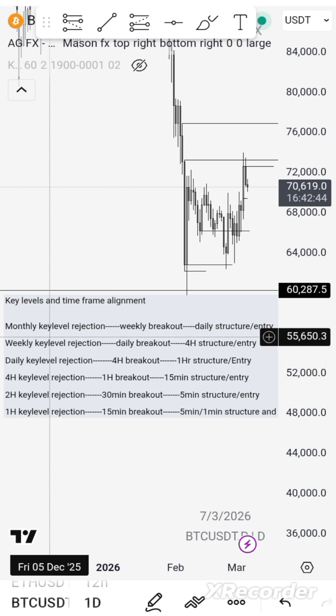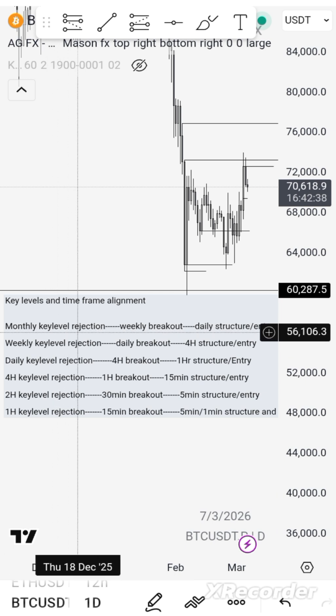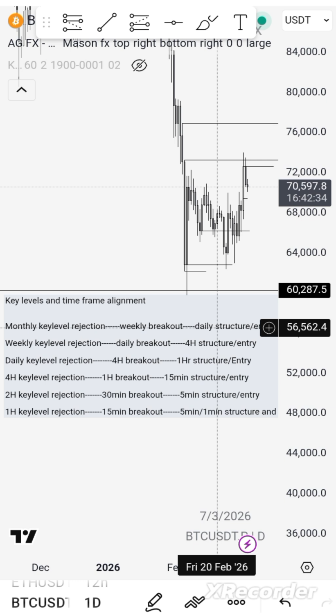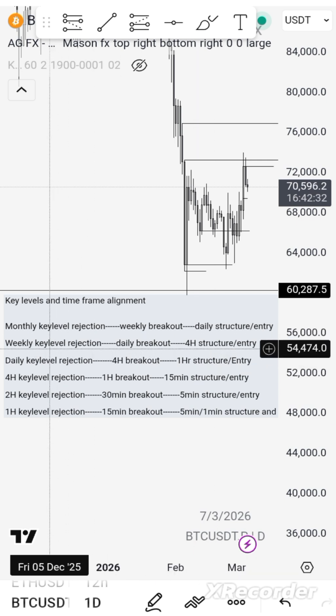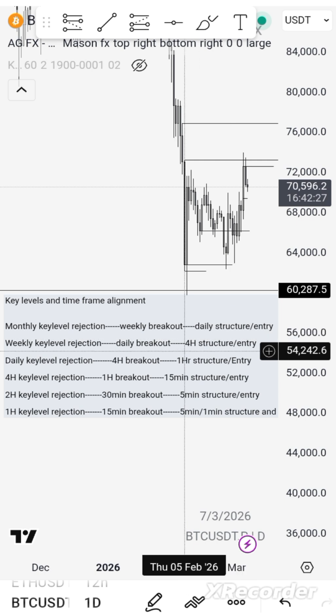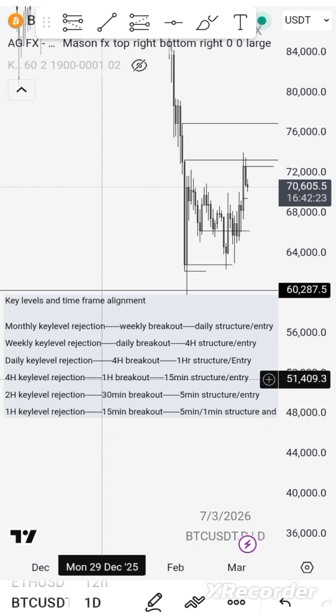So these are the time frame alignment. If you are picking your key level from the monthly, you wait for the rejection on the monthly, and then you go to the weekly time frame for a breakout, and then daily structures. If you are picking your key level from the weekly, you wait for the rejection, a daily breakout, 4 hour structure, and so on. Do you get it now? So this is the time frame alignment.